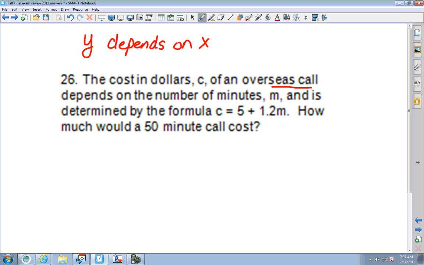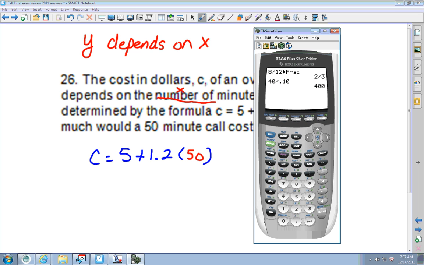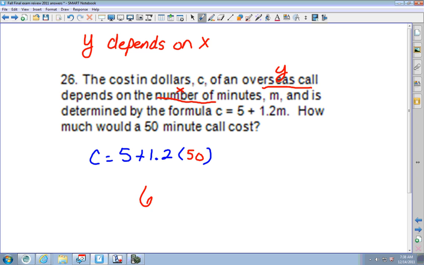So an overseas call, that's the Y, depends on the number of minutes, that's the X. Here's your equation though. It said, how much would a 50-minute call cost? So the cost equals, we're going to take 5 plus $1.20 times the number of minutes. Well, that's 50 minutes. So let's go over here and just take 5 plus 1.2 times 50 and press enter. It is 65. So it would cost $65.